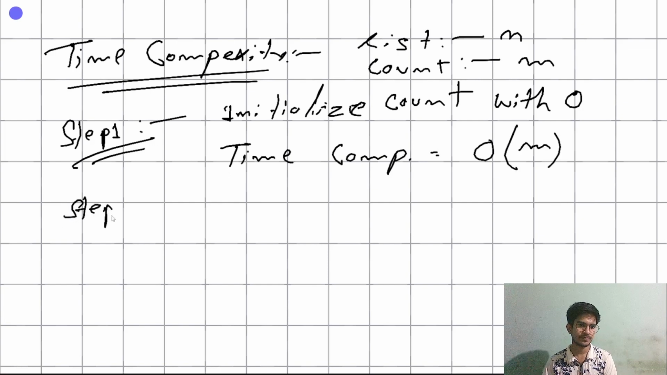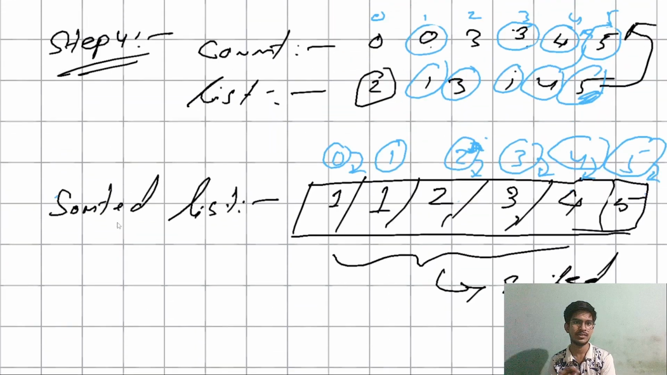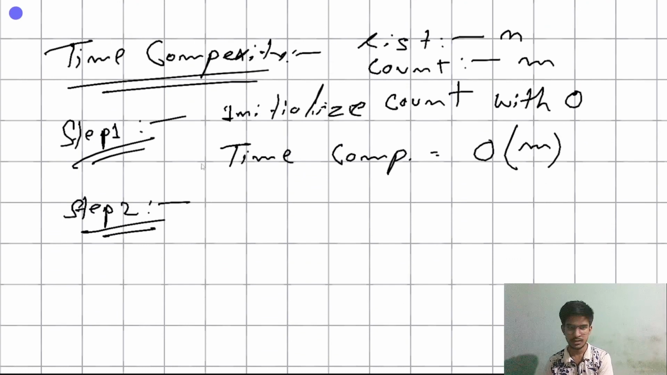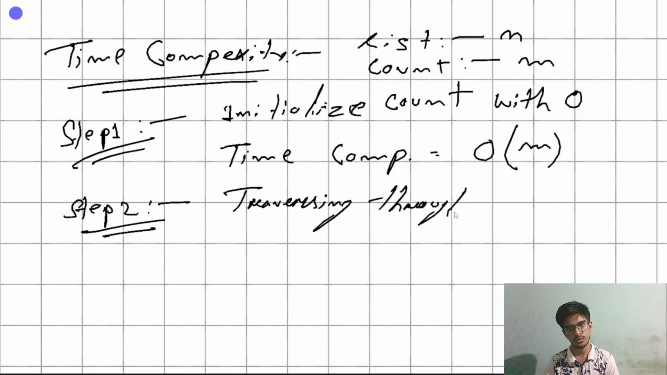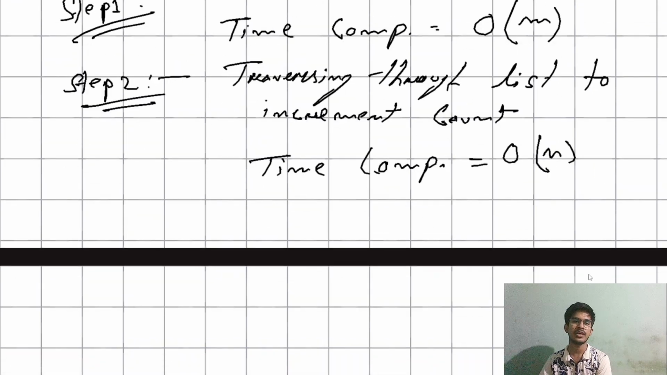Again, in step 2, what are we doing? We're traversing through the list to increment the count. So here the time complexity will be, what will it be? You can answer it. It is O(n). So for step 1, it is O(m). For step 2, it is O(n).